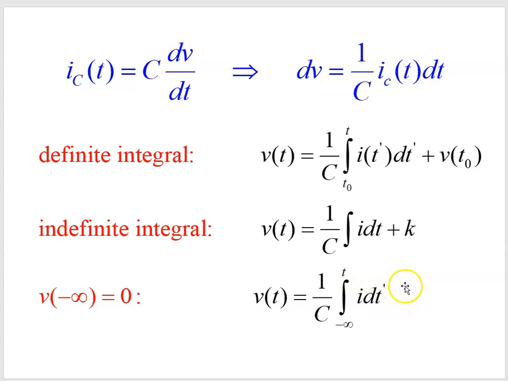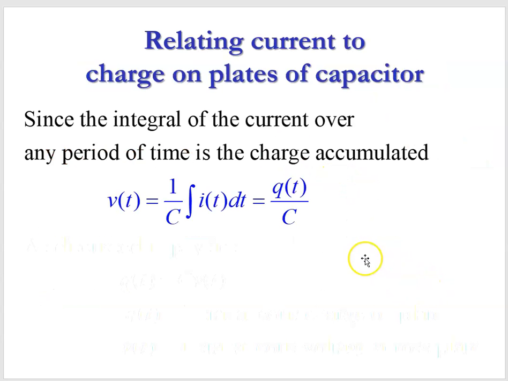So these are our three forms of the integral relationship between our current and the voltage across the capacitor. We have to know which one to use. We'll frequently be using this one here, but we have to know which one to use.